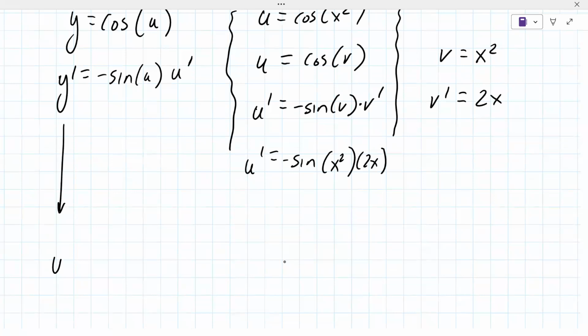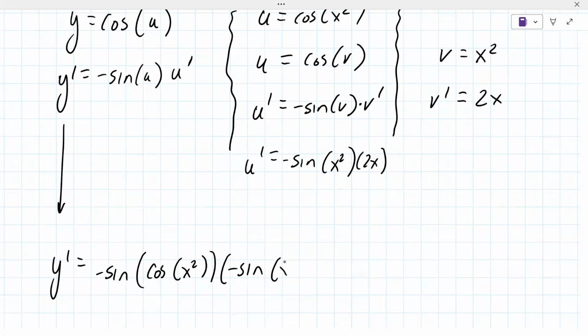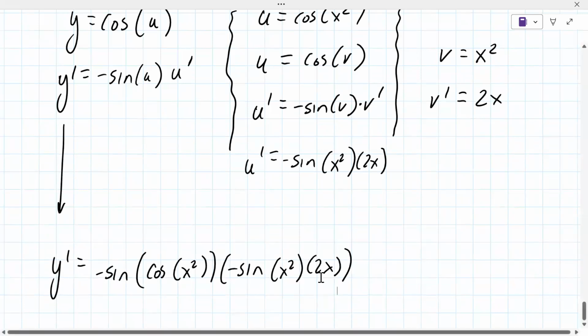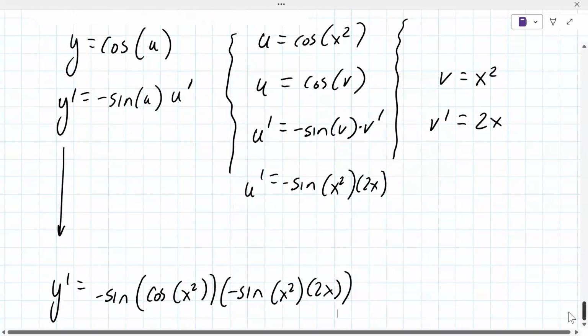So if we bring all this stuff down, y prime is minus sine of u. U is cosine x squared. U prime is minus sine x squared times 2x, like that. Just putting those pieces back and trying to frame this better. There it is. That's a little better. You see where the u comes from. The u is cosine x squared.